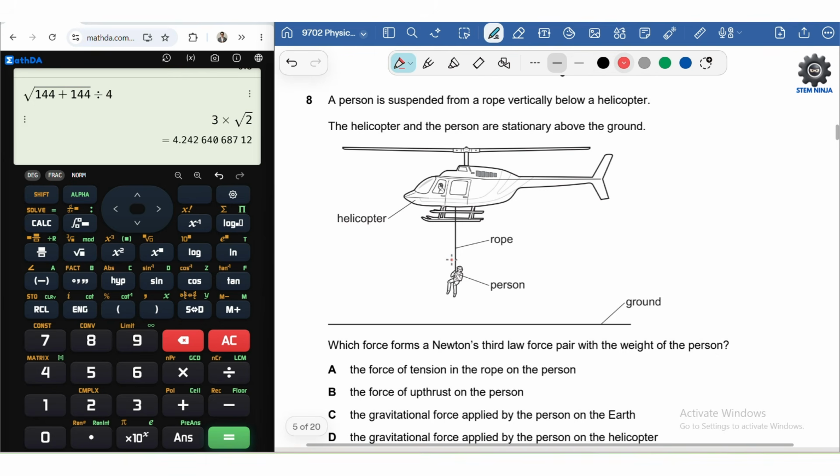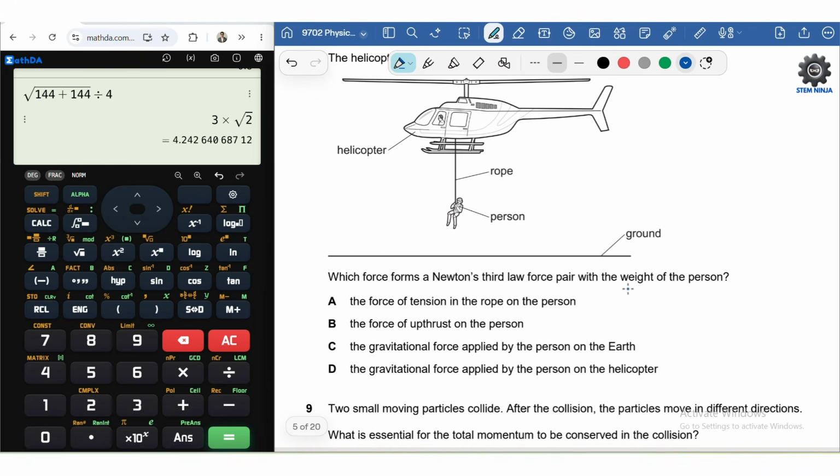A person is suspended from a rope vertically below a helicopter. The helicopter and the person are stationary above the ground. Okay, so the system is in equilibrium. Which force forms the Newton's third law force pair with the weight of the person? The weight of the person is the gravitational force on the person in the gravitational field.